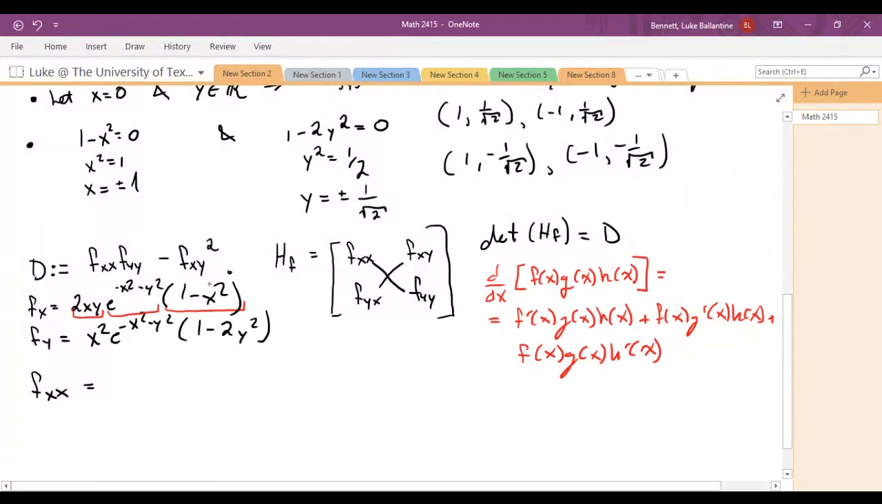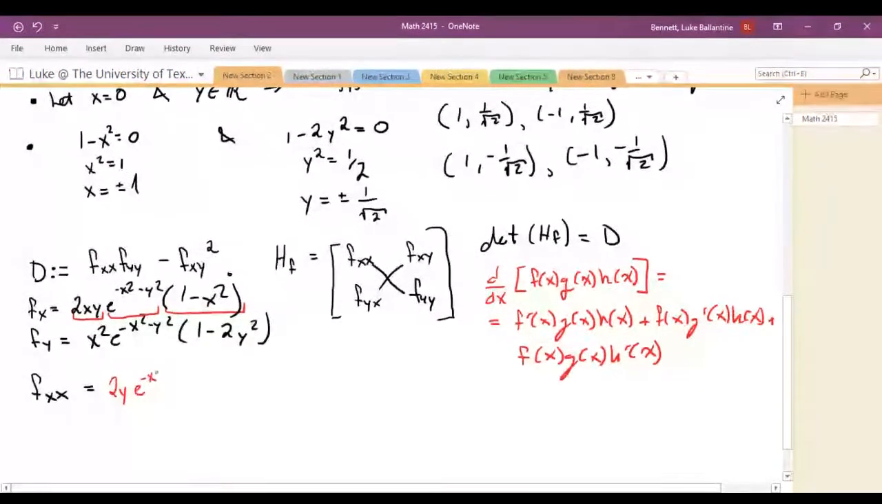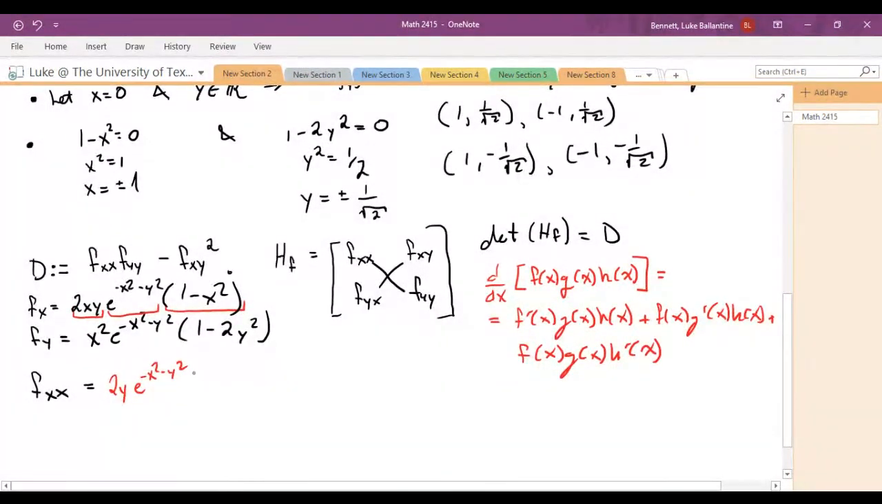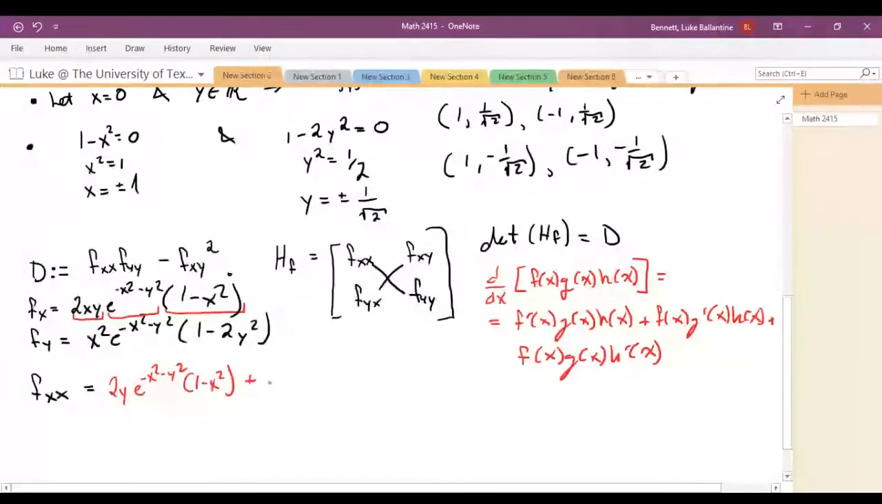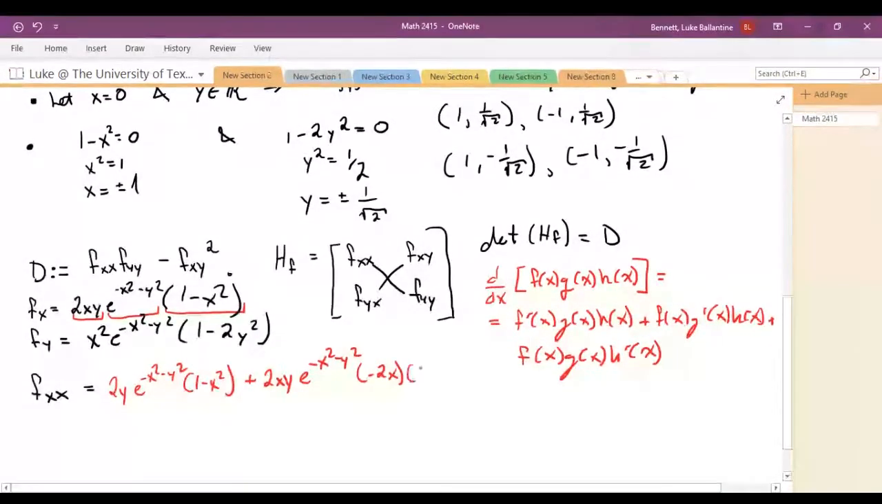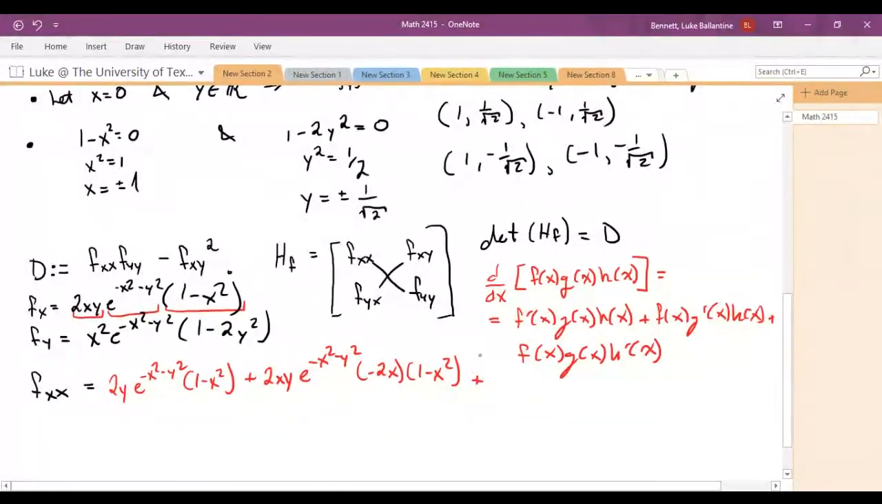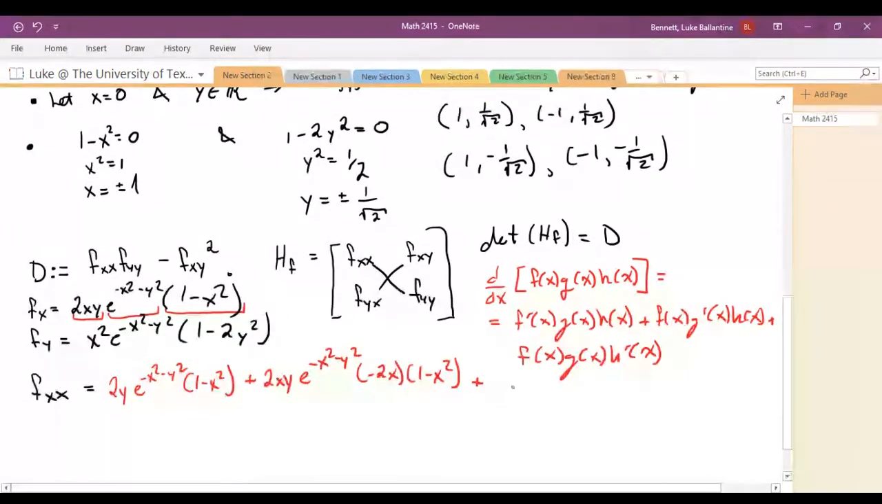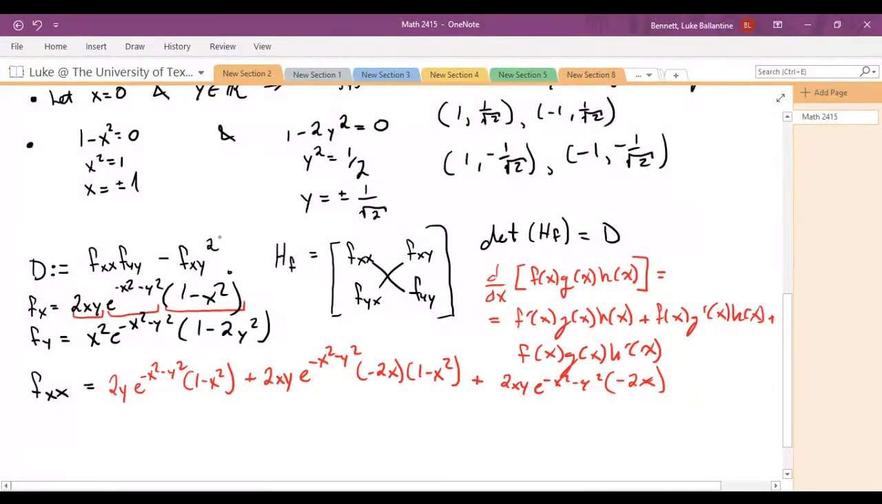So f sub xx would be, okay, if we take the derivative of the first, we get 2y, and we copy and paste the rest. And for the second one, we add 2xy times the derivative of the middle term, which is e to the negative x squared minus y squared times negative 2x, times 1 minus x squared. Then we add the derivative of the last term: 2xy e to the negative x squared minus y squared times negative 2x. Okay, that's horrendous, but we can factor some stuff out.